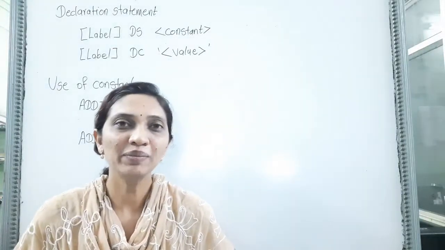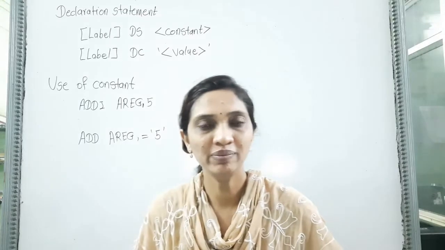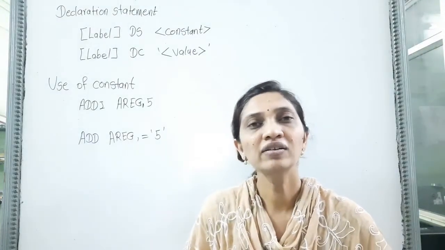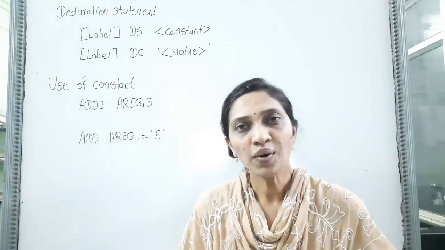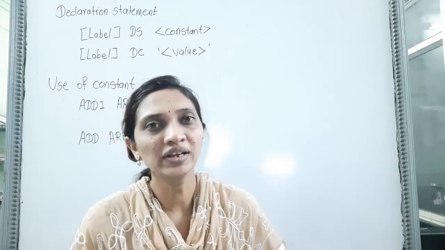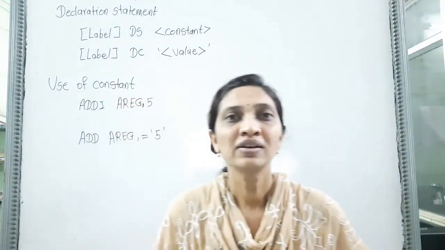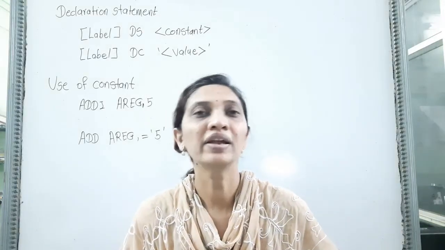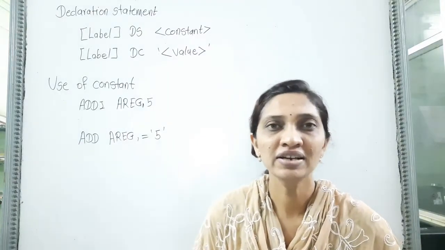The second kind of statement is the declarative statement, or declaration statement. In the last example, we declared a storage by using a statement DS. If we have to declare a storage, it is declared using the syntax DS, and if we have to declare a constant, it is declared using the syntax DC.